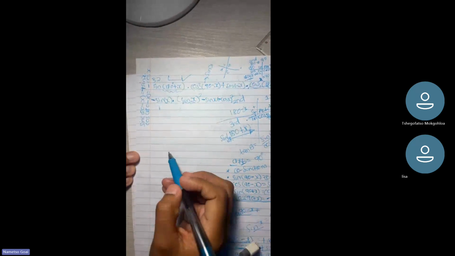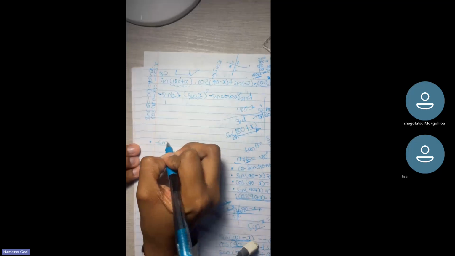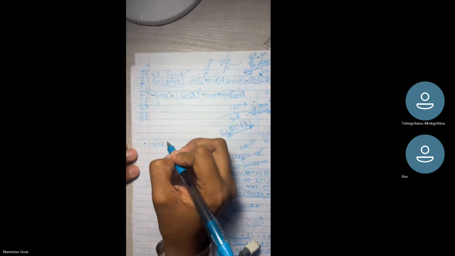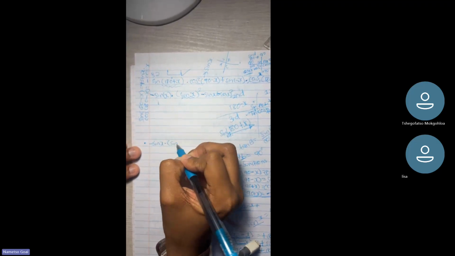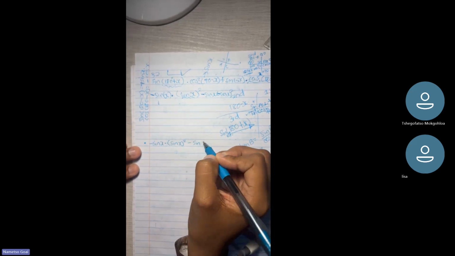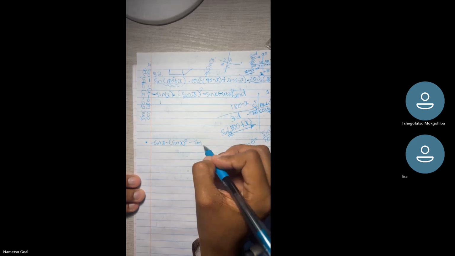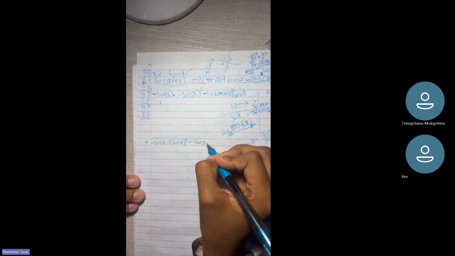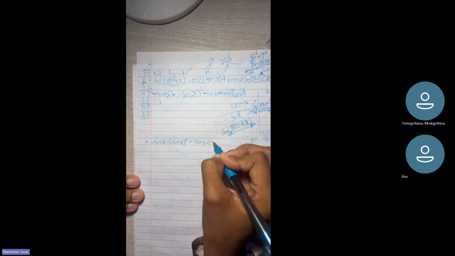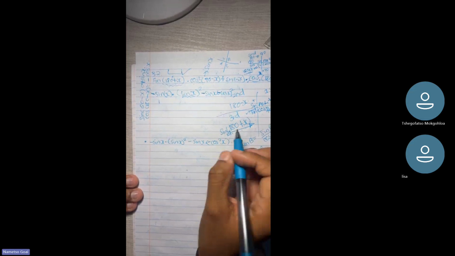Let me just write it neatly over here. So we'll have minus sine x multiplied by sine x squared, minus sine x multiplied by negative cos squared x.